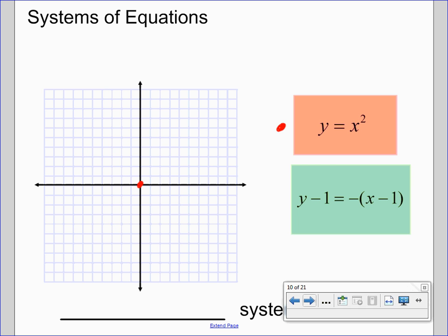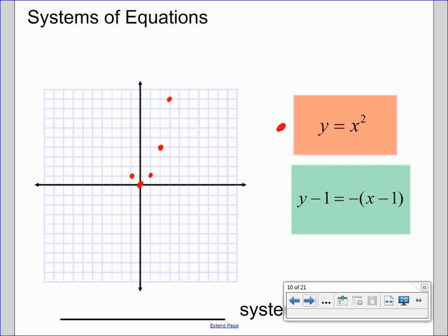So out 1, up or down 1 squared is 1. Out 2, up or down 2 squared is 4. So everybody go back to your vertex and go out 2, up 4, because 2 squared is 4. Out 3, up 3 squared is 9. We can get some nice integer points on that first pink equation.